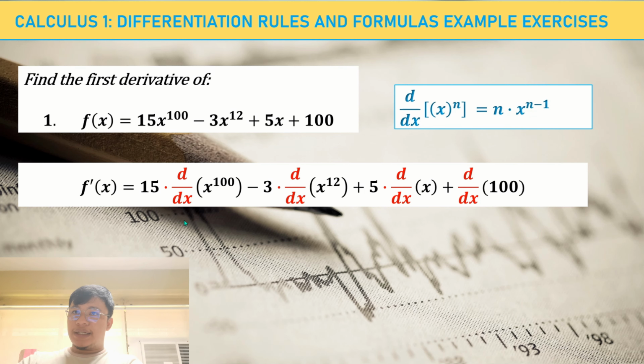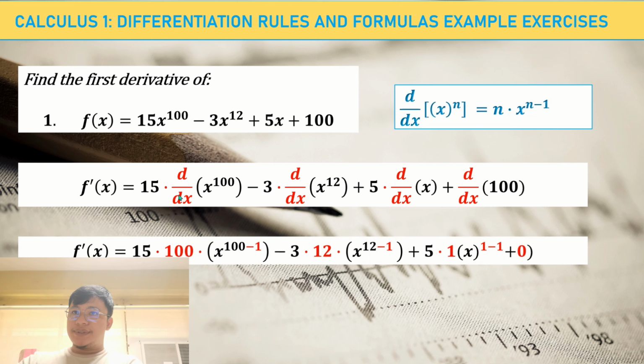So in this case, lagay lang natin itong 100 sa harap, times x raised to 100 minus 1. That's the power rule. Okay? Same here, yung 12, lagay dito, then raised to the power of 12 minus 1. And then yung sa x, take note, x is similar to x raised to the power of 1, diba? So lagay natin yung 1 sa harap, x raised to the power of 1 minus 1. And then this one, the derivative of a constant, according to the constant rule, is always equal to 0.